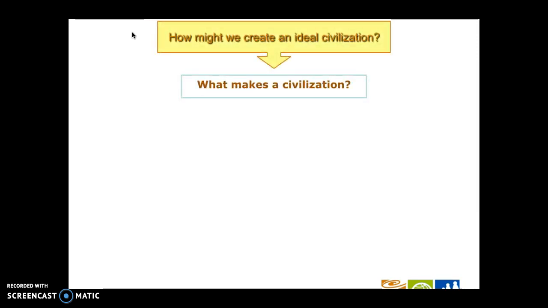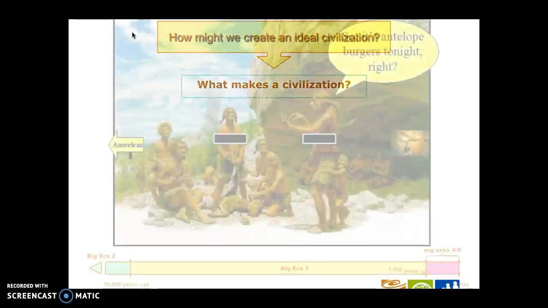Okay, so our big inquiry question for this particular unit is how might we create an ideal civilization? Now, that's a big question, and we can't begin to answer it until we understand what a civilization is. So today we are going to look at the components of a civilization, the elements, how a civilization even came to be. So here we go.